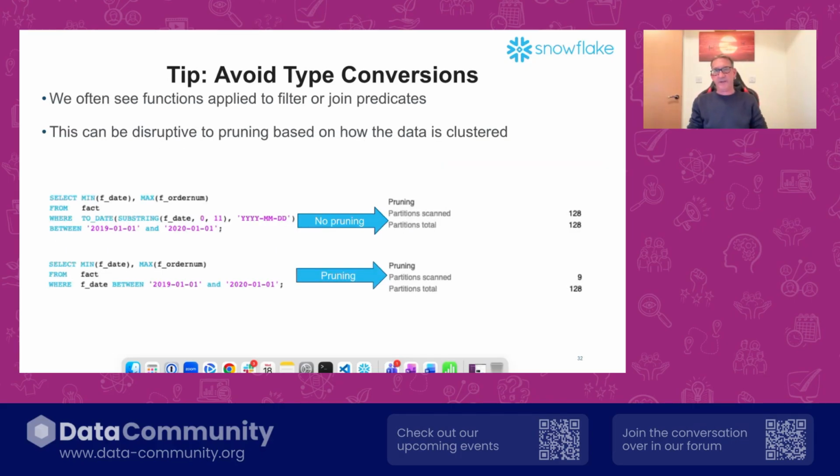And then avoid type conversions in queries. We often see functions applied to filter or join predicates, and this can be really disruptive to pruning based on how the data is clustered. If you look at this example, using a conversion to the date means the whole table gets scanned. Whereas if you actually use a date, then the partition scan drops from 128 to 9. So stick with the right data types, and we'll go through this in the next bit of demo.